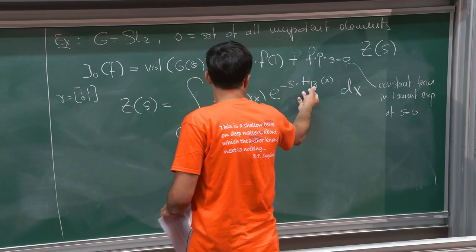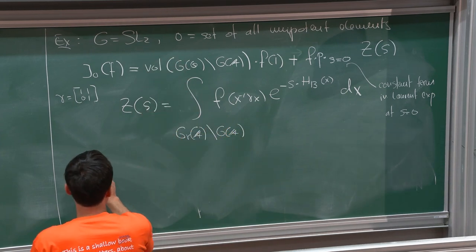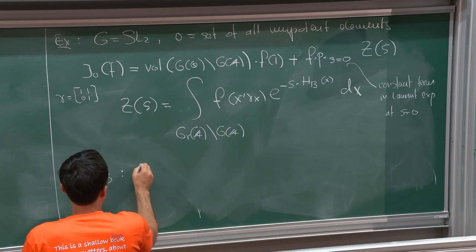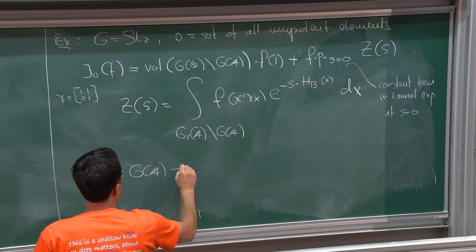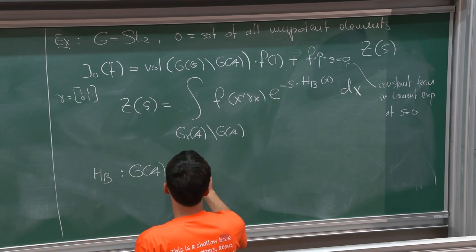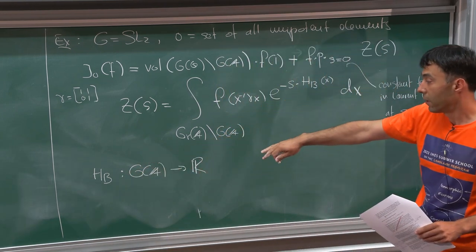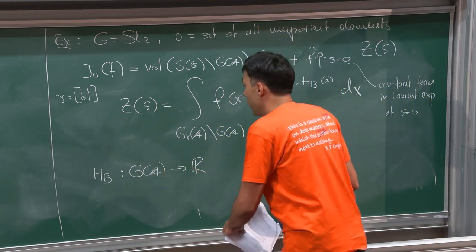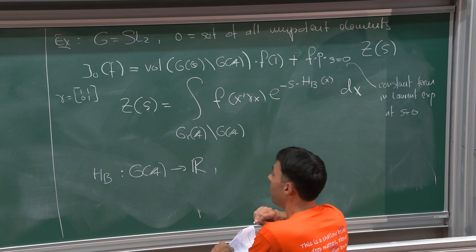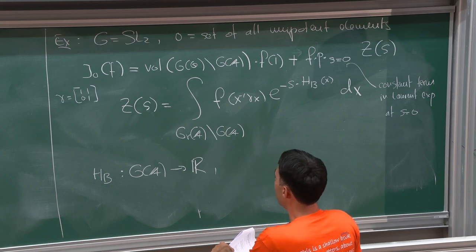And then what is this here? So this function H_B is a function on the adelic points of our group, and it goes to the real numbers and measures, in some sense, the non-compactness of G_A or G_A over G_Q. So how does this work?